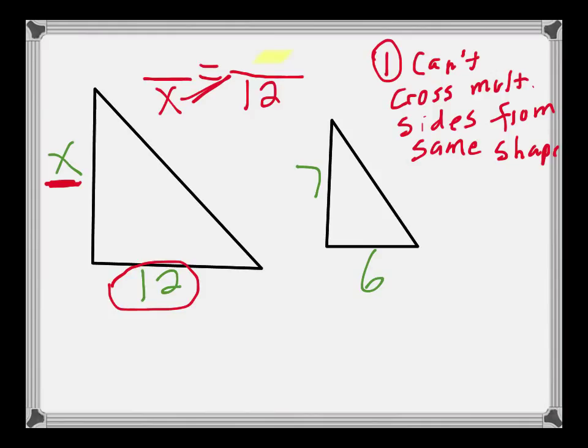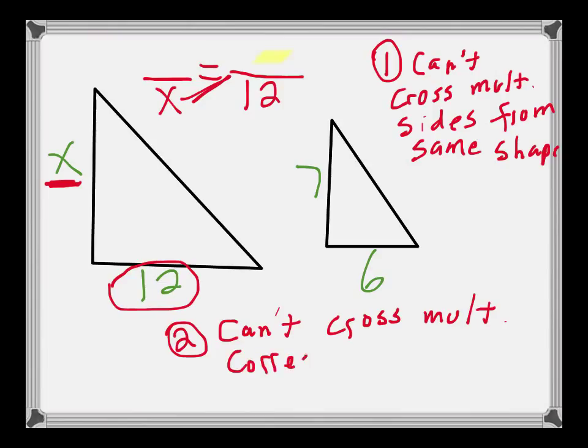Now, rule number 2. I want to put it down here. Rule number 2 says this: can't cross multiply, I'm abbreviating here, corresponding sides.